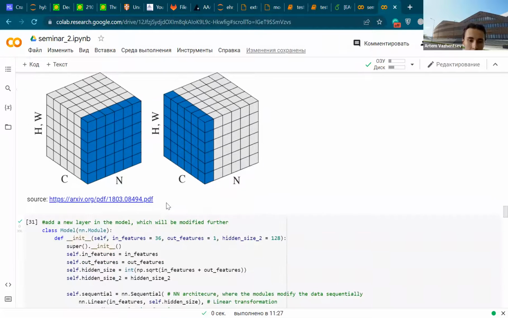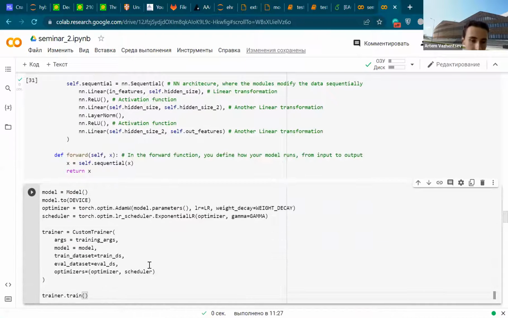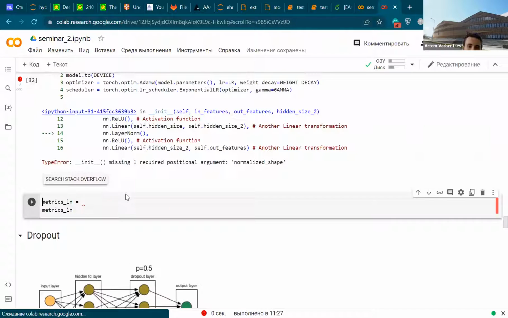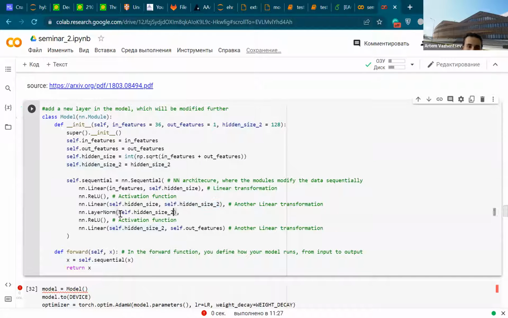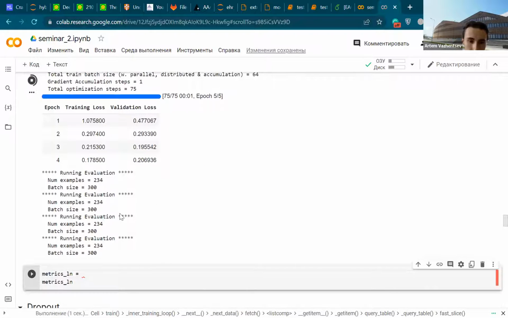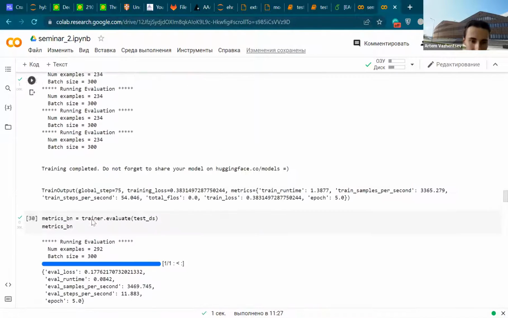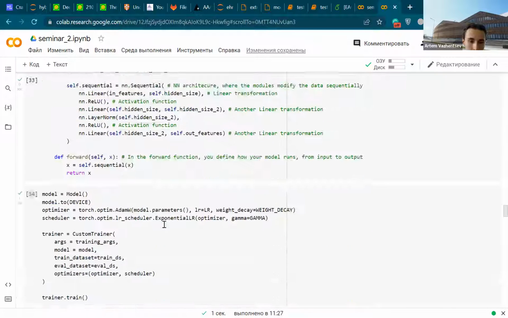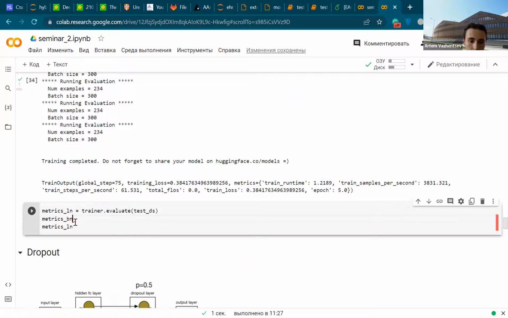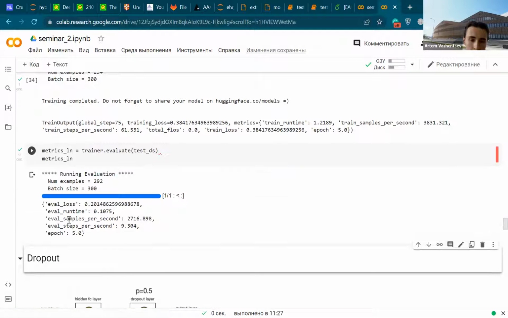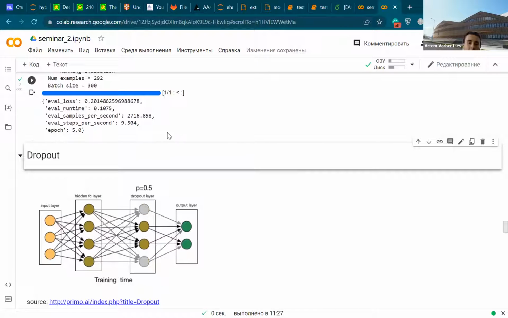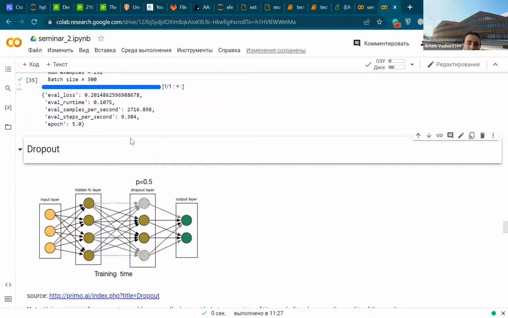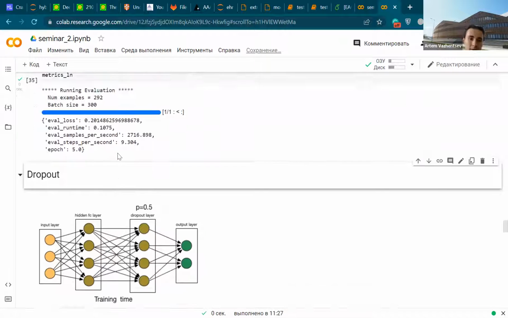Also, define the model, define our trainer, and train this model. After that, compute metrics. And that's, I think, the first part of the special layers, about batch normalization and layer normalization. Also, if you have any question about normalization, you can ask now.